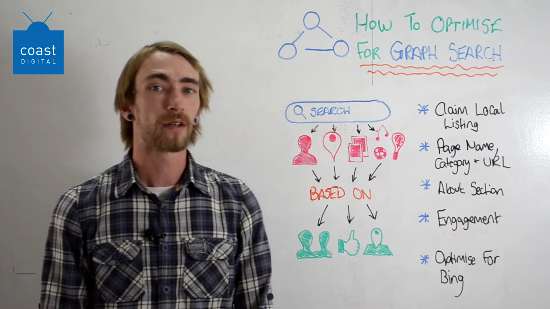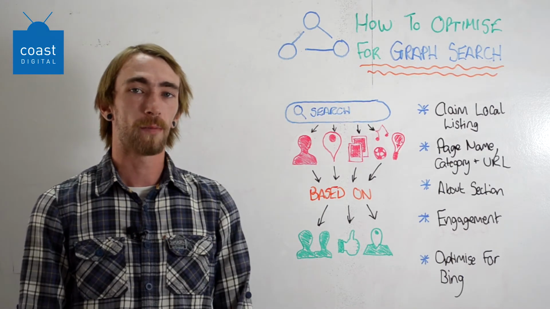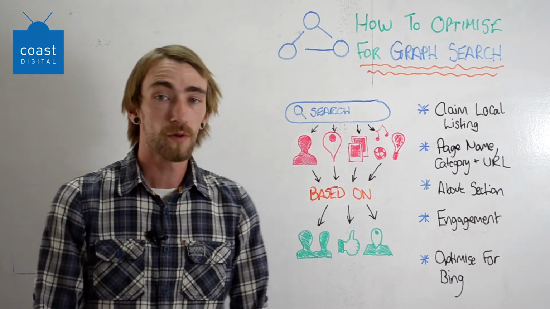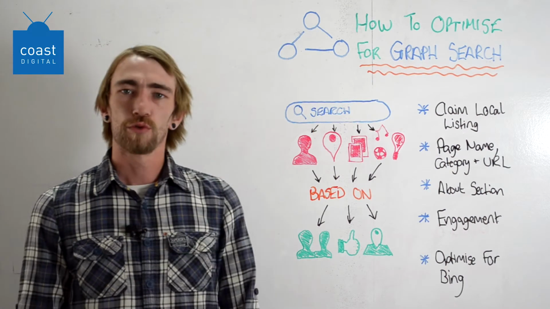Today we just wanted to have a bit of a look at Facebook's latest feature, Graph Search, and how we can optimise for it, how we can prepare our business pages for it. So the first thing to do is just have a little bit of a look at what Graph Search is. Essentially it's a social search engine.